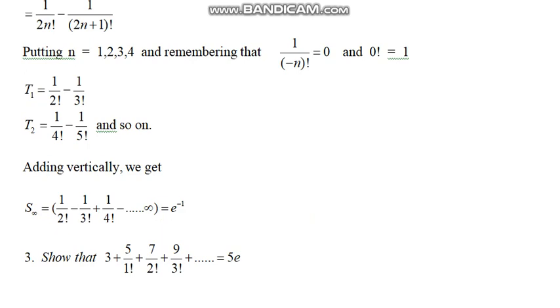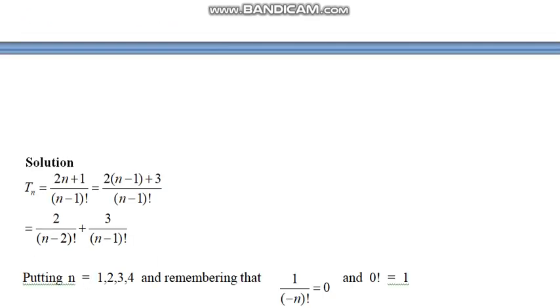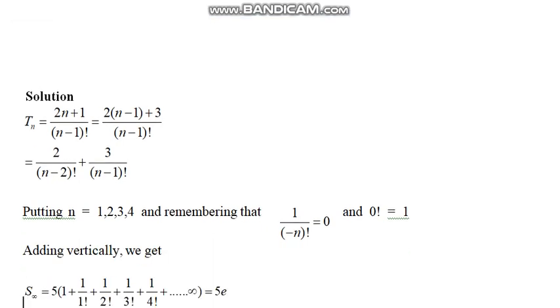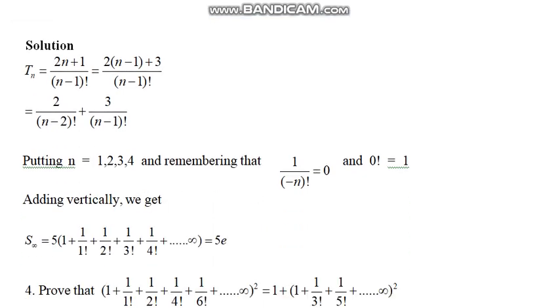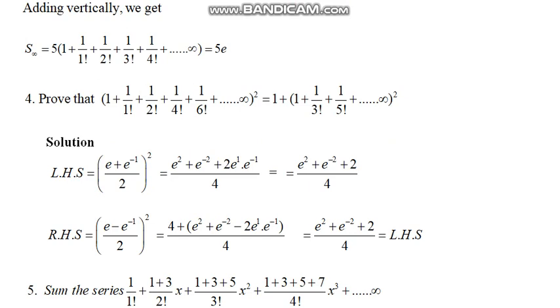Last sum. Show that 3 plus 5 by 1 factorial plus 7 by 2 factorial plus 9 by 3 factorial plus etc. equals 5e. So now the solution: let the general term, and add the 3, plus 3 minus 3, and taking the partial fraction, put n equal to 1, 2, 3 and find the summation, add all that and that gives e, so 5 into e. Okay, next sum, prove that 1 plus, like that.